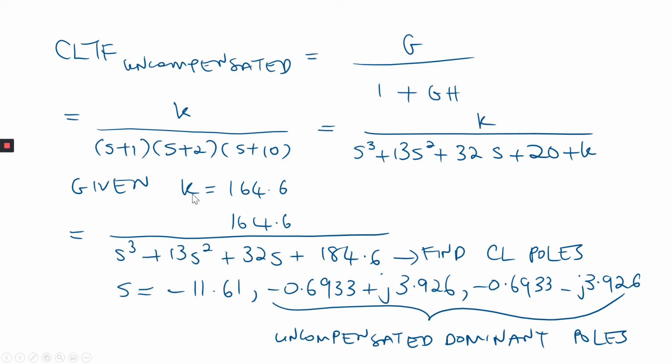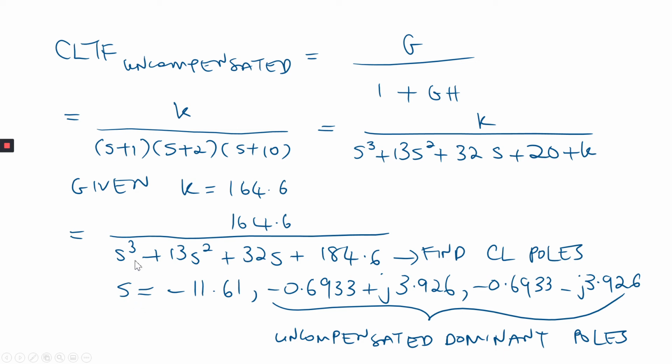Usually the question will give you the value of gain K, in this case 164.6. So you plug in the value of K in this closed loop transfer function from the open loop transfer function, and then based on the denominator of the transfer function, equate this to 0 to find the closed loop poles. Okay, now we find the closed loop poles.